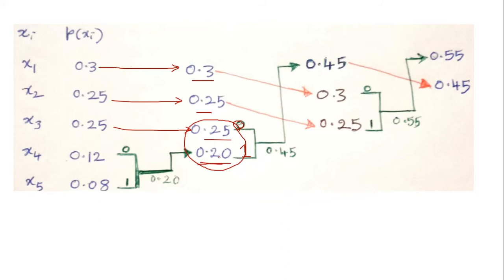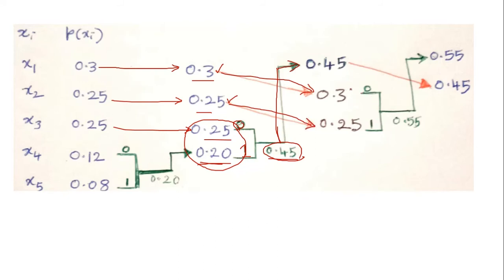If we add 0.25 and 0.20, we get a probability of 0.45. This 0.45 probability we compare with the remaining probabilities. We compare with 0.3 and we compare with 0.25. We should move as high as possible. So 0.45 we can move here, because it is greater than 0.3. After moving here, we should push down these messages. 0.3 should be pushed down to the next message, and 0.25 should be pushed down to the next message.